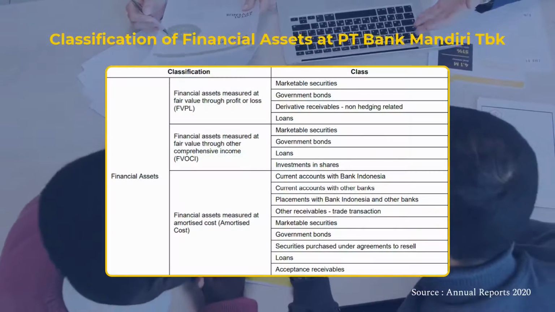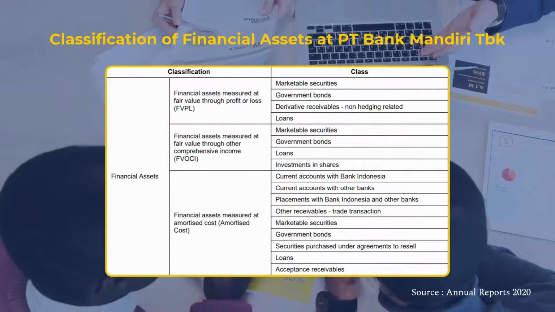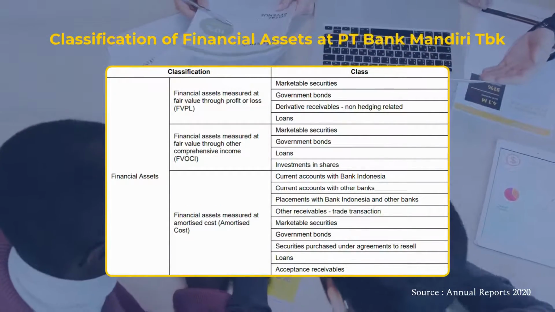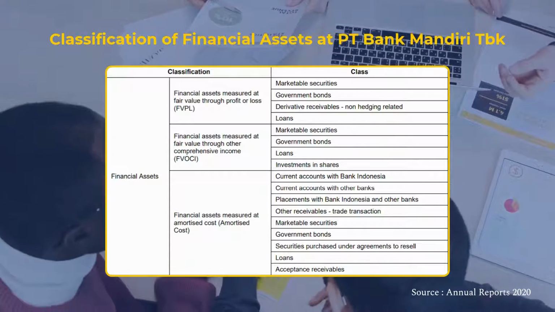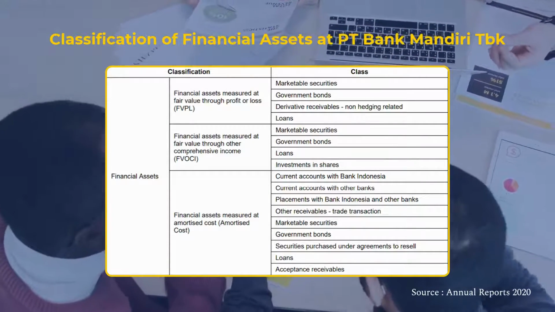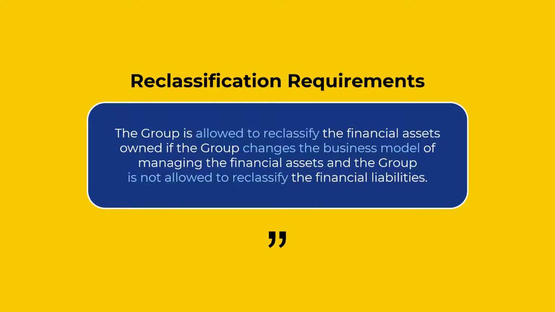Now looking at the 2020 annual report provided, PT Bank Mandiri has classified its financial assets according to the three categories in PSAK 71 as follows. PSAK 71 also regulates the reclassification requirements of the financial assets and financial liabilities.